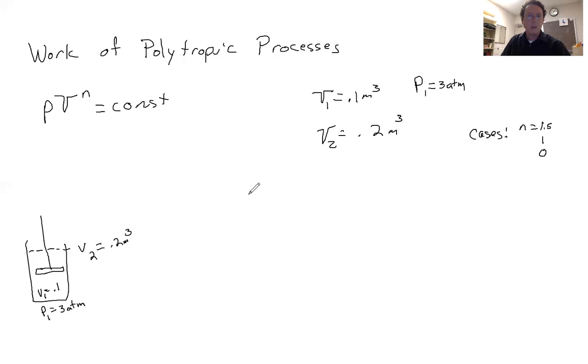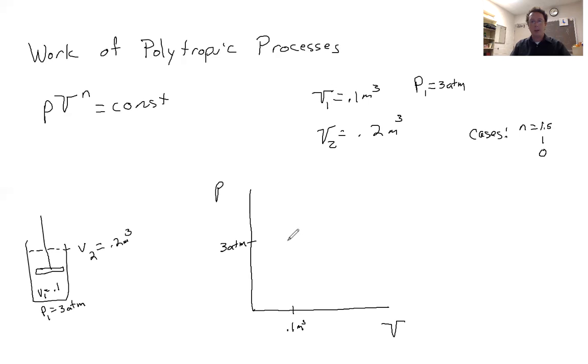Okay, so let's do that. First, let's draw these on a PV diagram. What would these look like? In all cases, we start off at the beginning with pressure and volume. We start off at 3 atmospheres and a volume of 0.1 meters cubed. So we start out at state 1, right here.